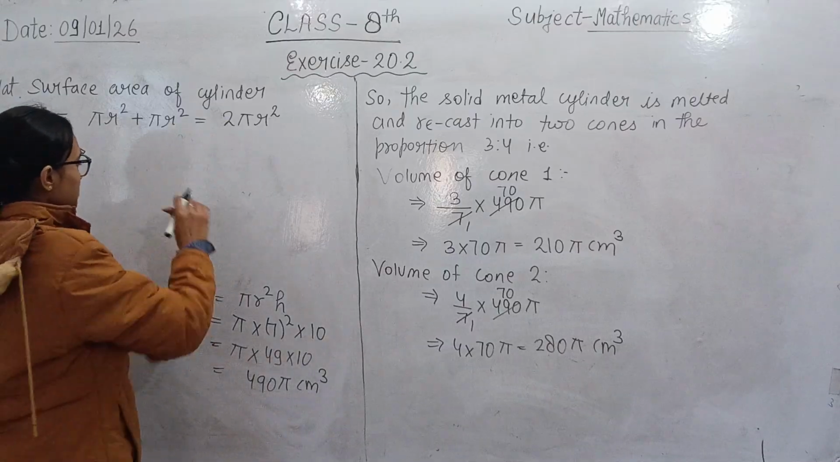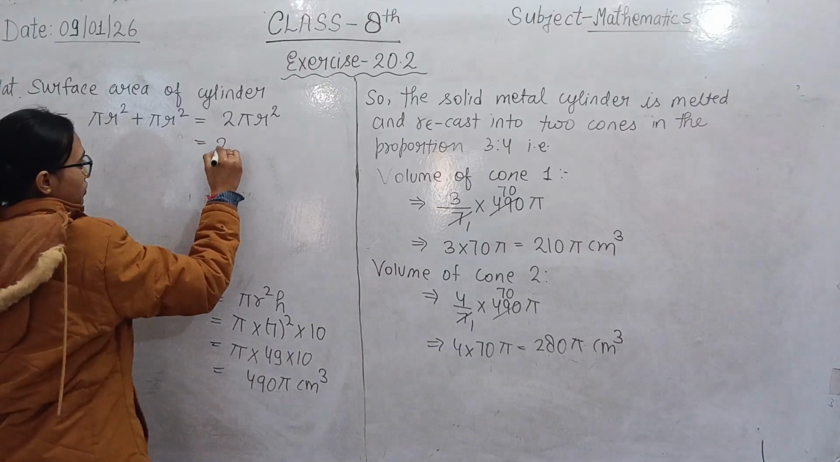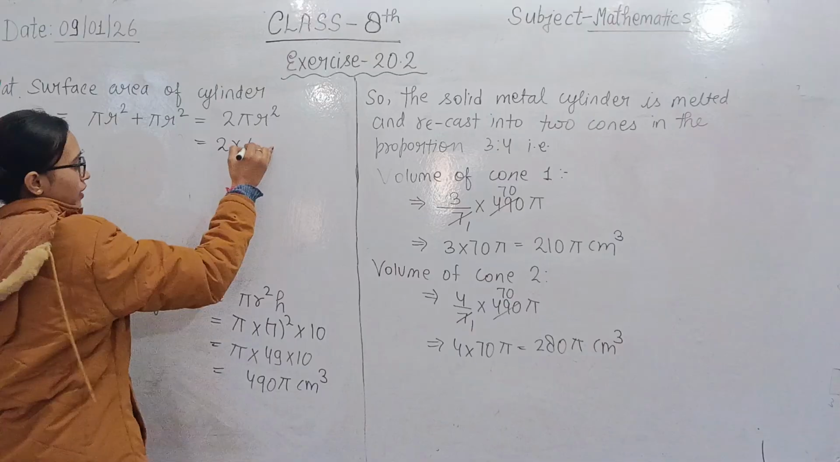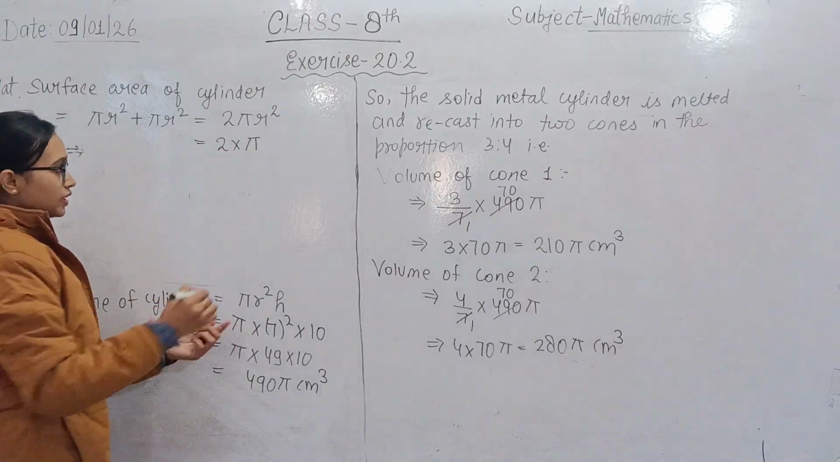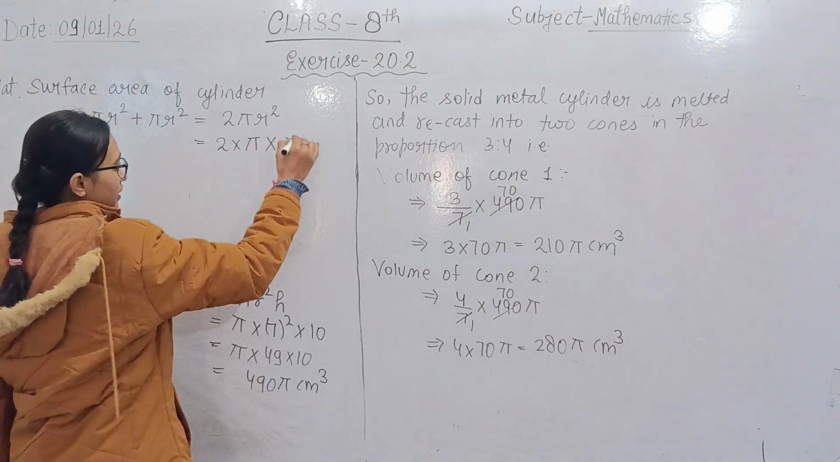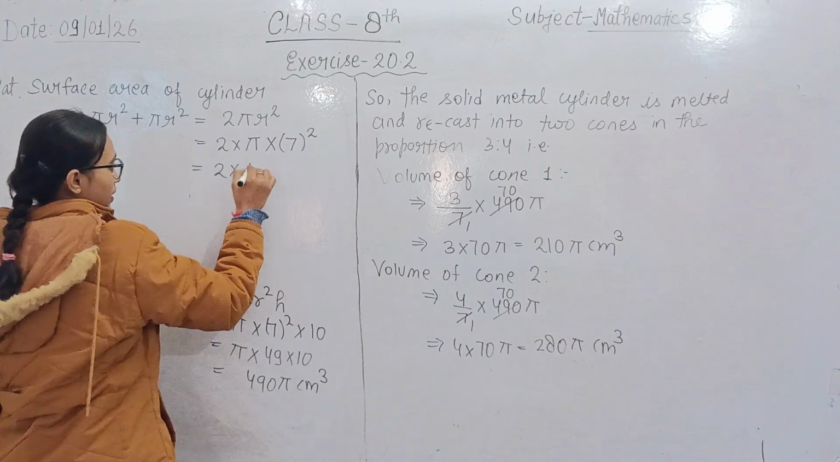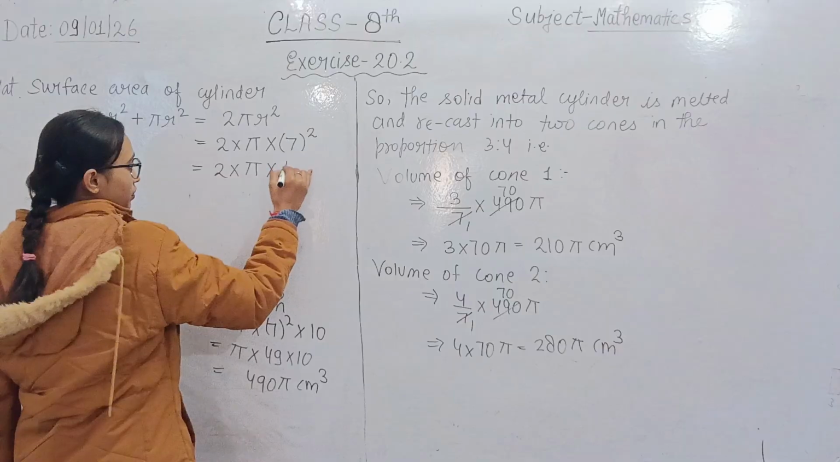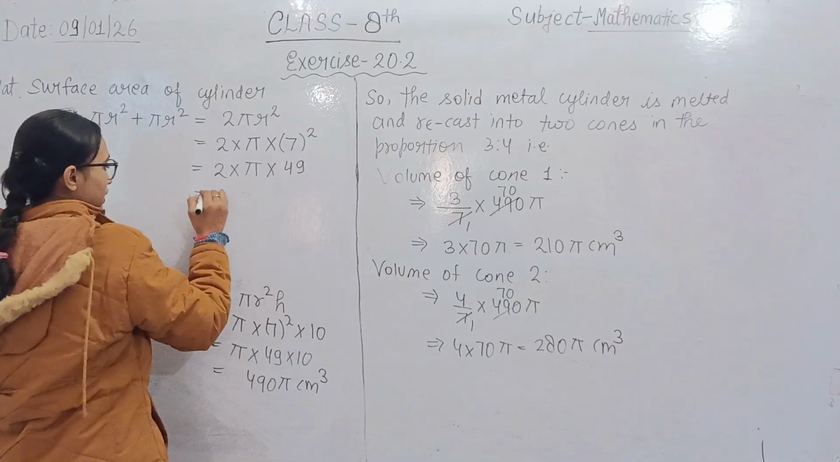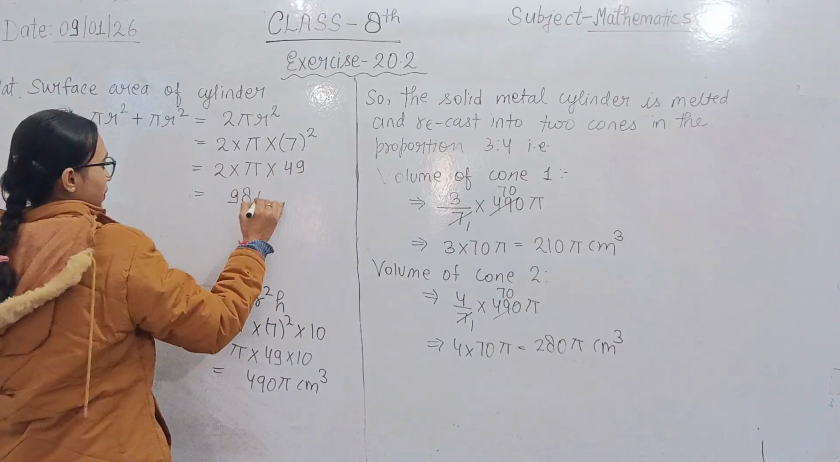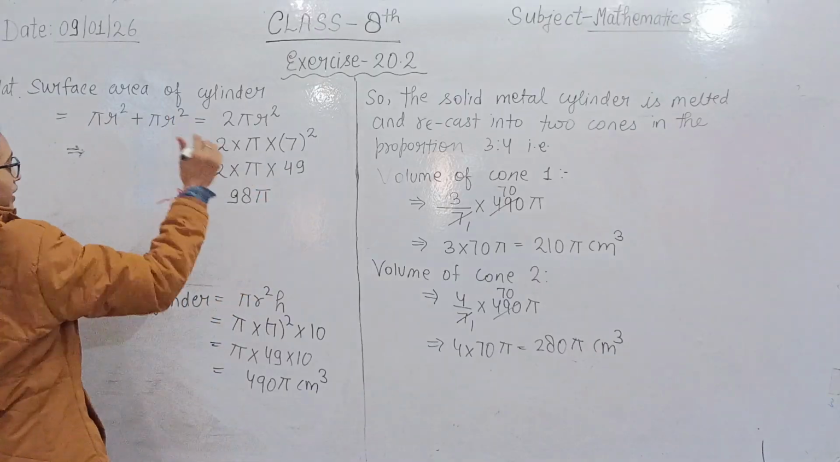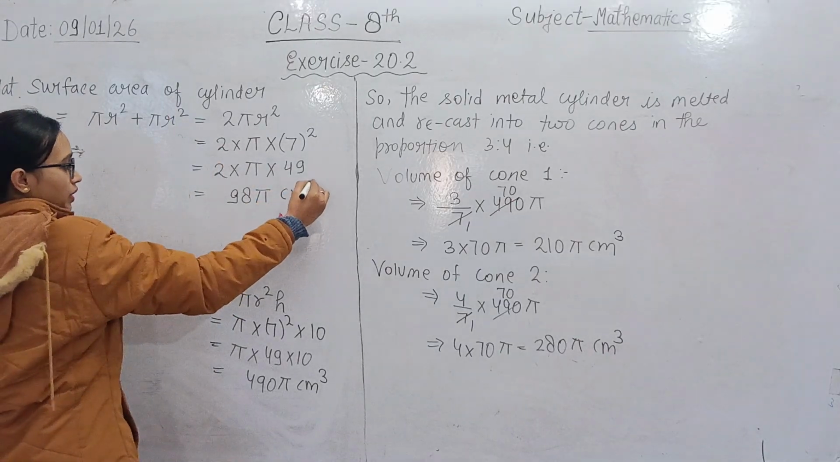Then we will put values. 2 will be 2. Pi we are keeping as pi only. R means radius, and radius we are given as 7 square. 2 multiplied by pi multiplied by 7 whole square means 49. On multiplying this, we get 98 pi, and here we are calculating area, so unit will be centimeter square.